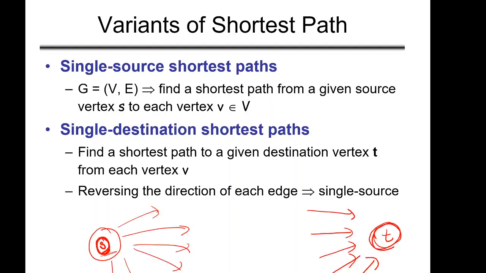Okay, so single destination shortest path means we just have to reverse the direction of each edge in the graph, so that we can reduce this problem to a single source problem.